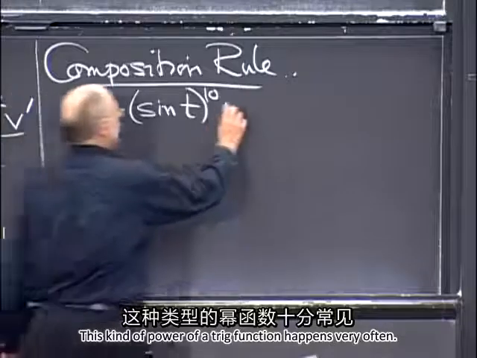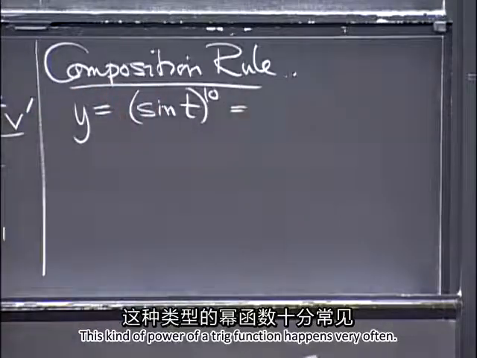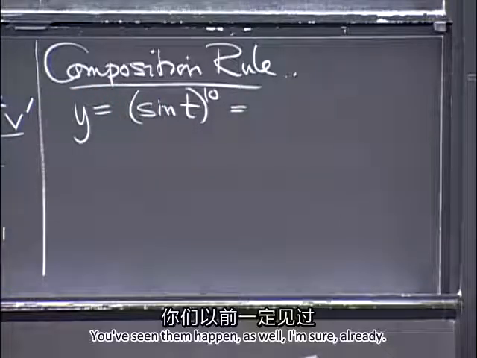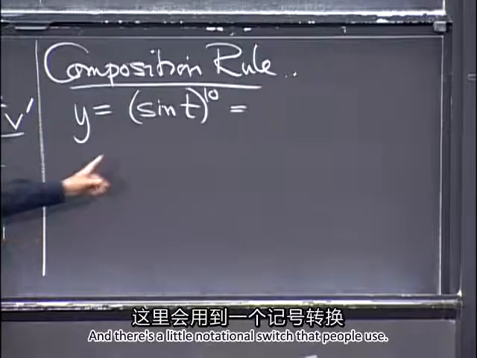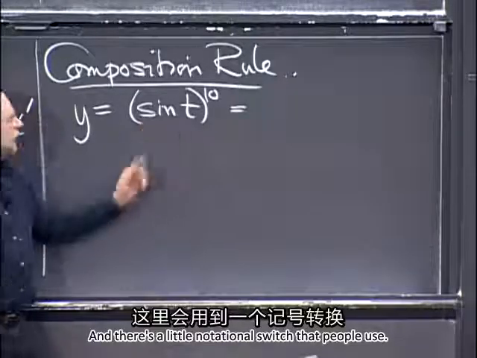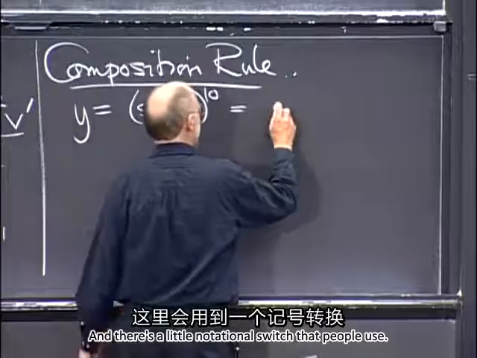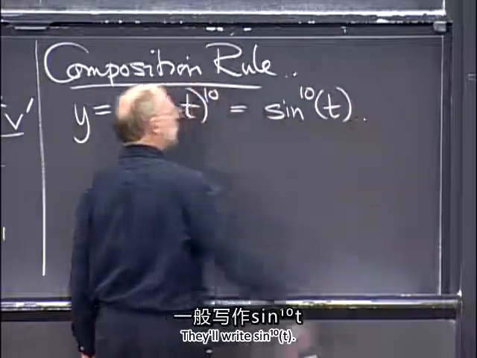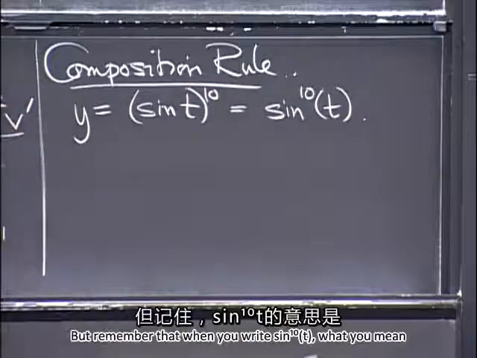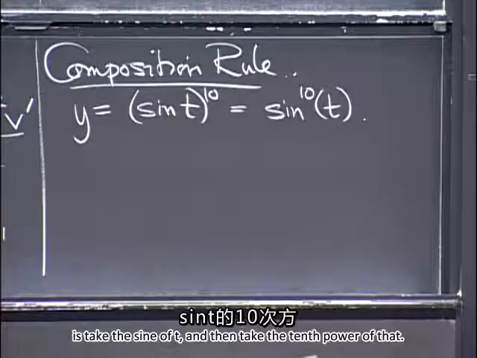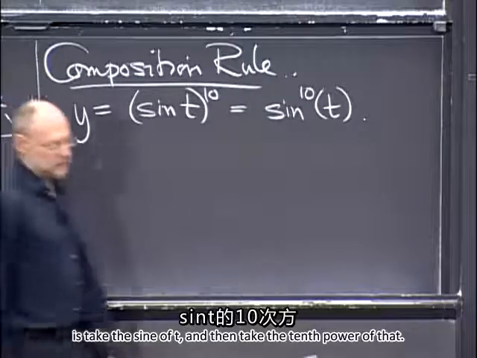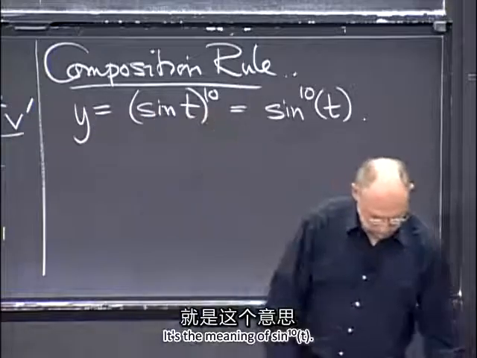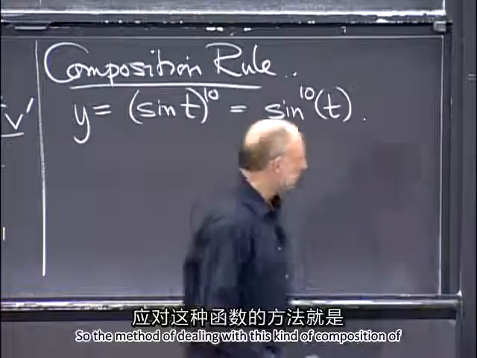This kind of power of a trig function happens very often. You've seen them happen as well, I'm sure already. And there's a little notational switch that people use. They'll write sine to the 10 of t. But remember that when you write sine to the 10 of t, what you mean is take the sine of t and then take the 10th power of that. That's the meaning of sine to the 10 of t.